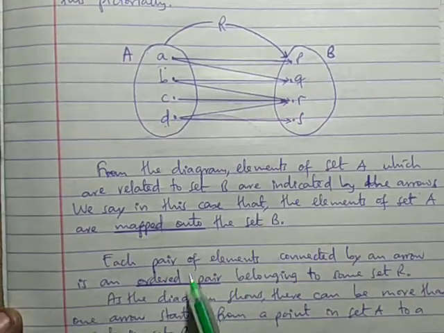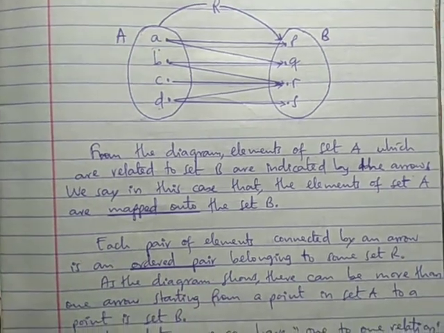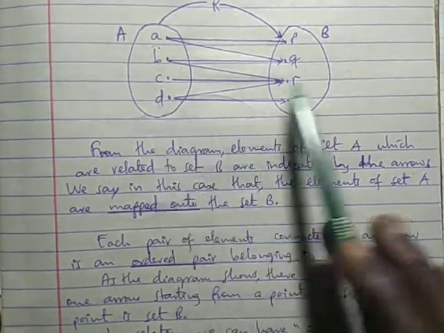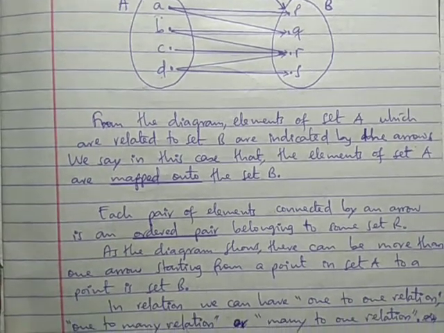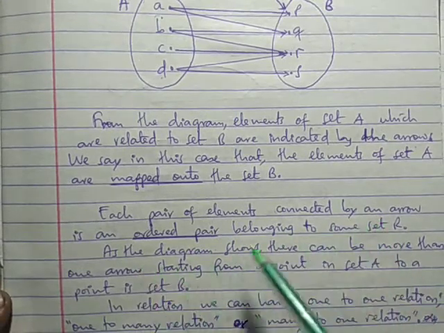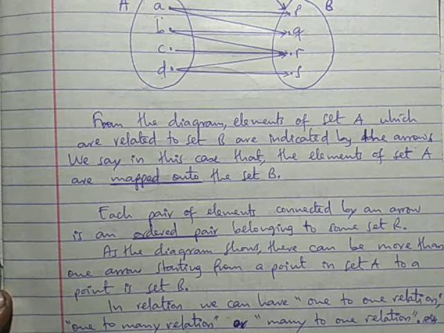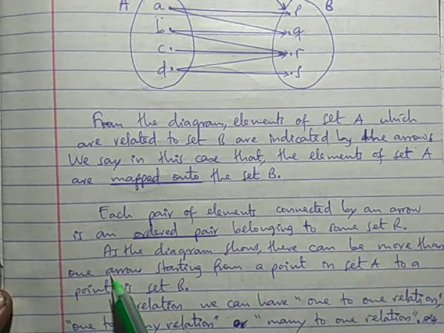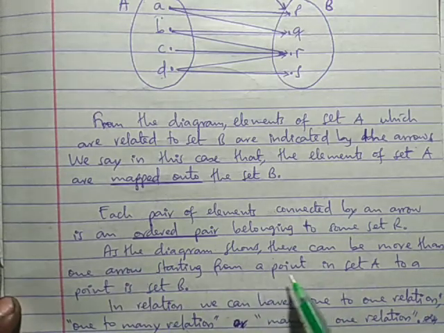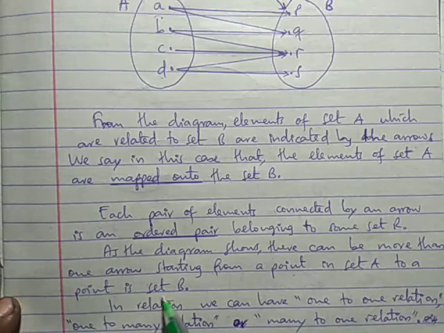Each pair of elements connected by an arrow is an ordered pair. Every element we connected between this one and that one is an ordered pair, just as we wrote those ordered pairs at the beginning. So each pair of elements connected by an arrow is an ordered pair belonging to some relation set R. The diagram can show more than one arrow starting from a point in set A to a point in set B.